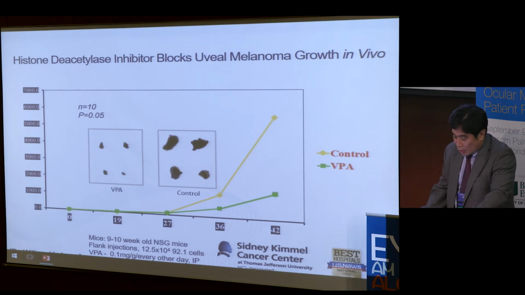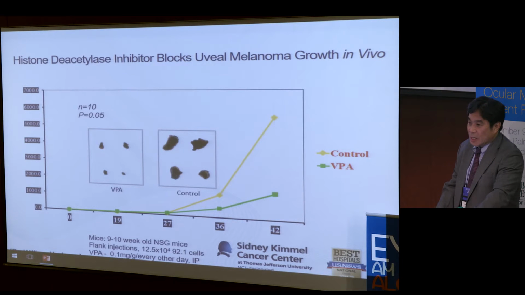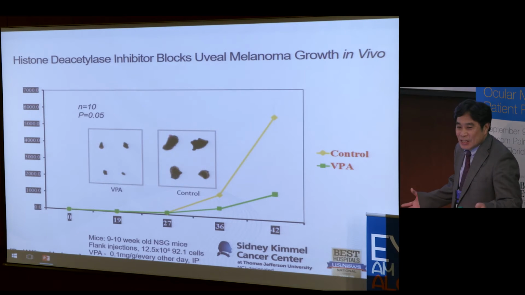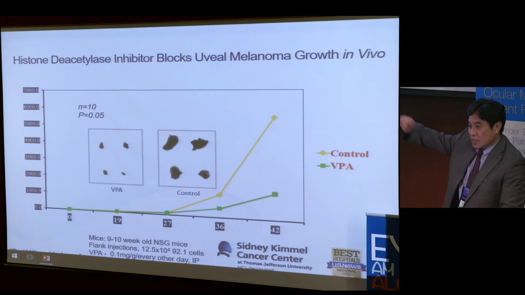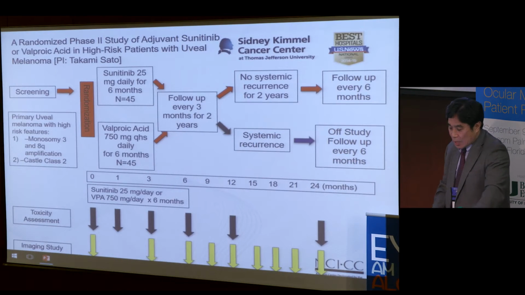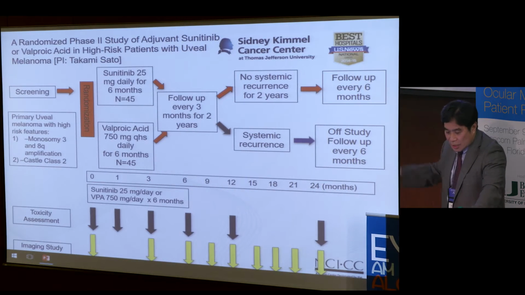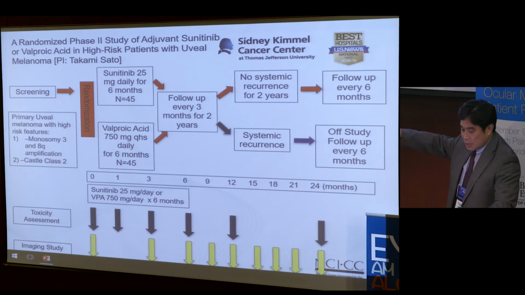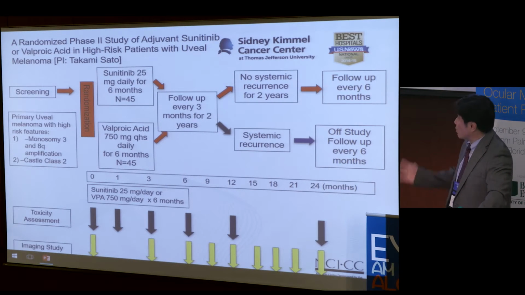Also, a problem is that many primary doctors or oncologists are just giving this medicine because it is available from the pharmacy. Nobody knows whether it's useful or not. So we decided to include this as a second arm. The current study is a randomized two-arm study. If a patient is randomized to sunitinib, Sutent, it is 25 milligrams for 6 months. If a patient is randomized to valproic acid, they are going to take it for 6 months.